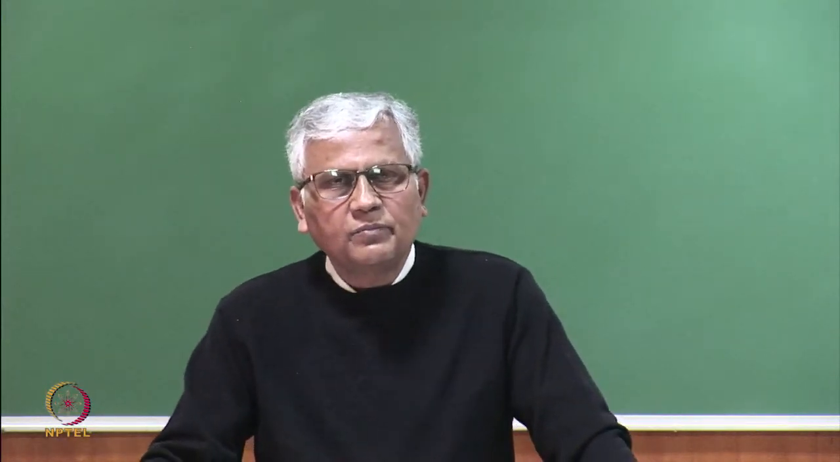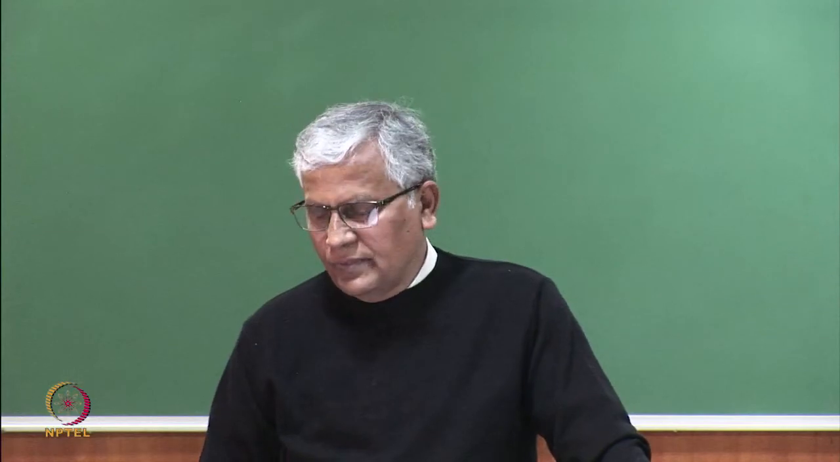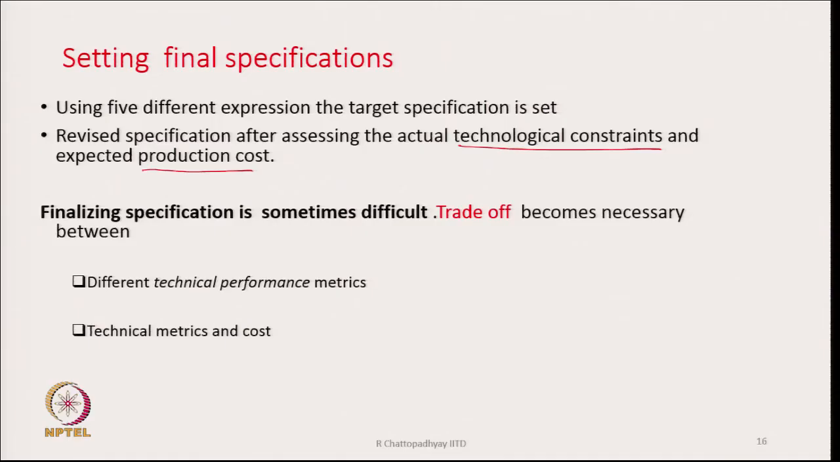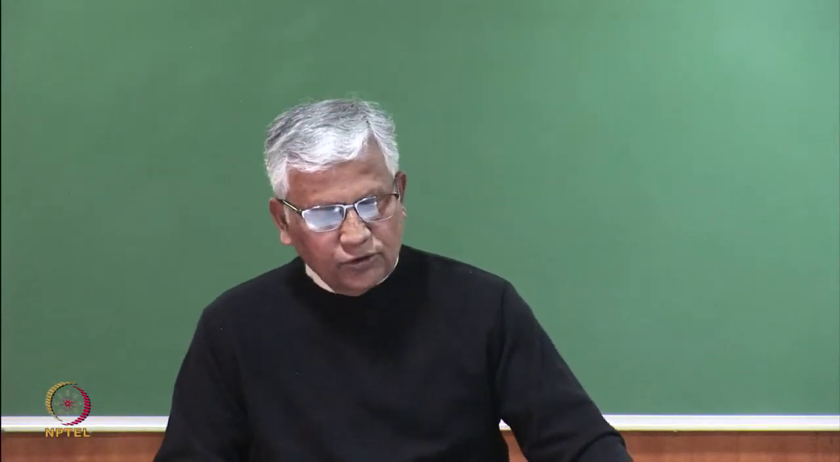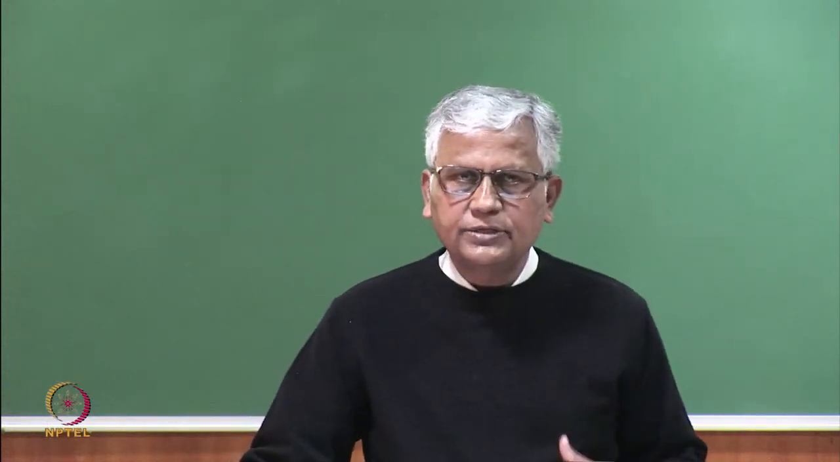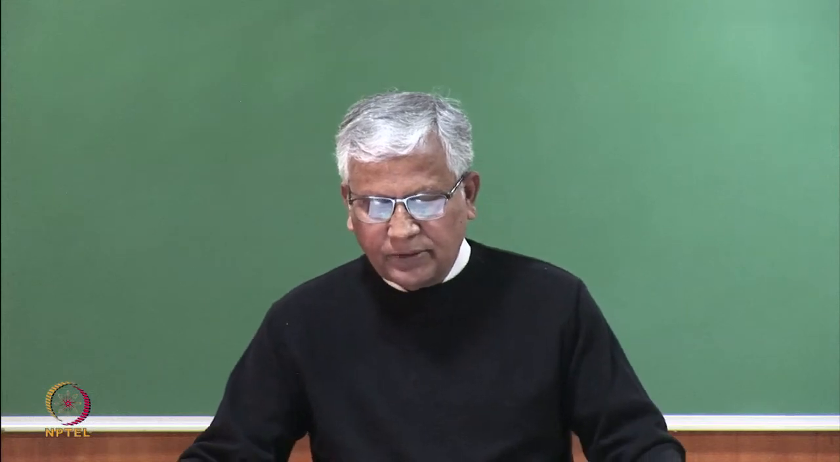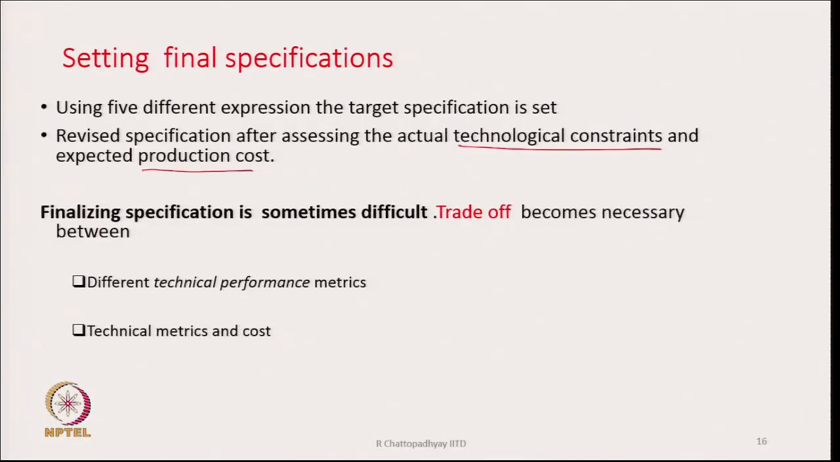Similarly, another aspect will be the cost part also. So, we have to also work out what the cost is and whether I will be able to sell to the customers or not. So, keeping in mind these two, the specification is again revised. So, finalization of specification is sometimes difficult. It is an iterative process, and therefore, sometimes a trade-off becomes necessary between different technical performance metrics and cost.